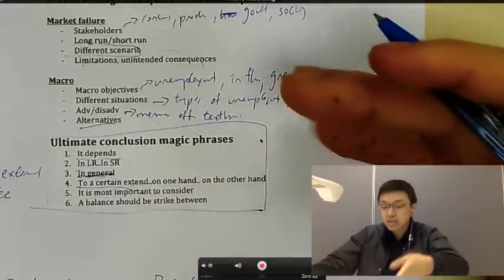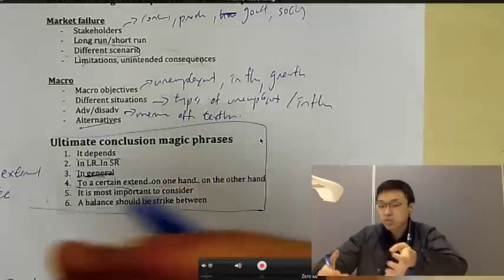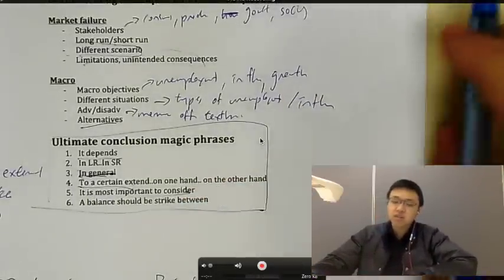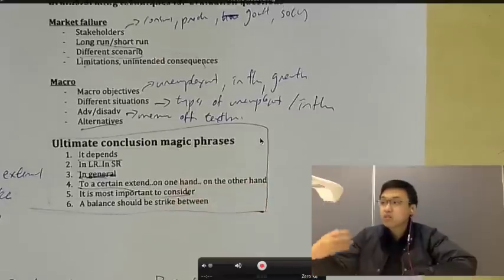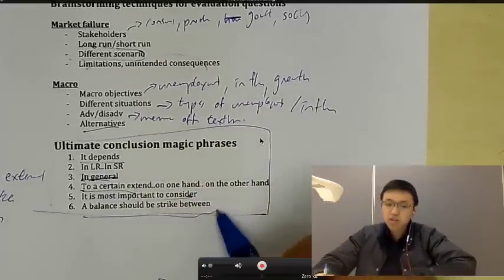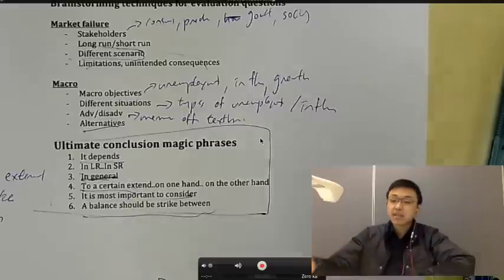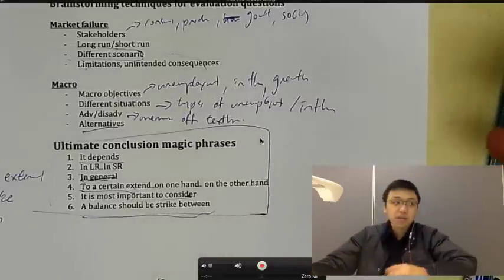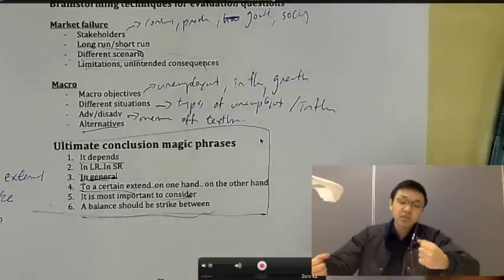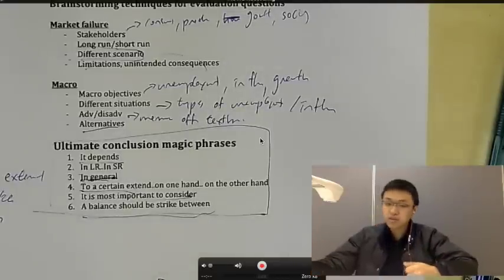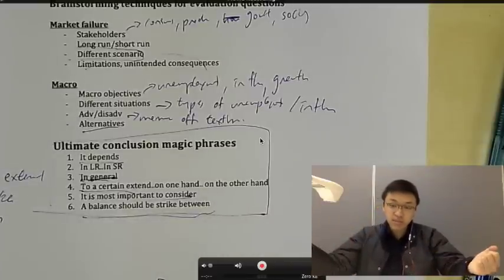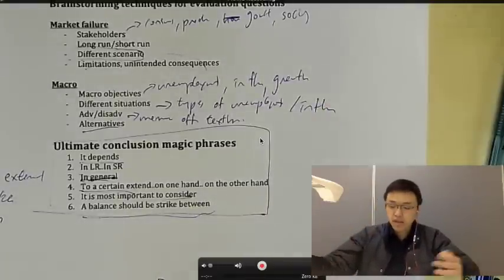So to a certain extent, this is true. To a certain extent, no. Because on one hand this, on the other hand that, right? And it's most important to consider. So some questions you can use this, right? So you talk about the most important factor here. A balance should be struck between, okay? So for example, if you cut taxes, maybe you will have less tax revenue, right? But on the other hand, there's growth. So you can say a balance should be struck between economic growth and sufficient government revenue, something like that, okay?